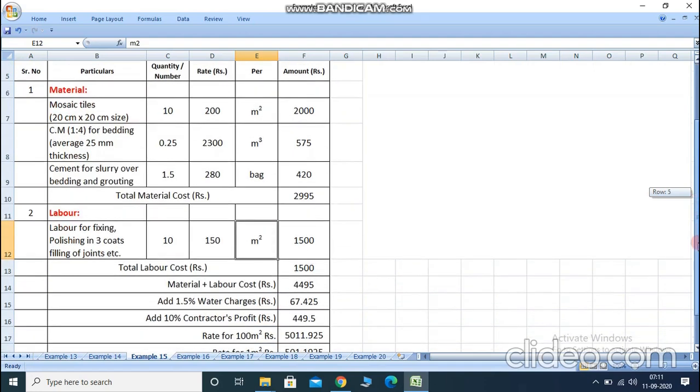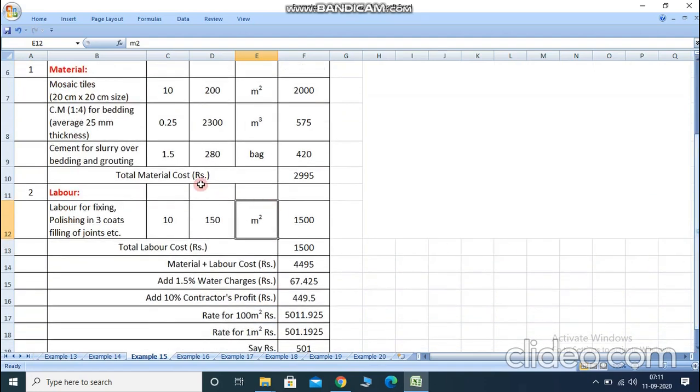Now summation of the labor cost and material cost: material cost 2995 plus labor cost 1500. So total material plus labor cost is 4495 rupees. Here we include 1.5% as water charges. So 4495 multiplied by 1.5%, and we got the answer 67.425 rupees.